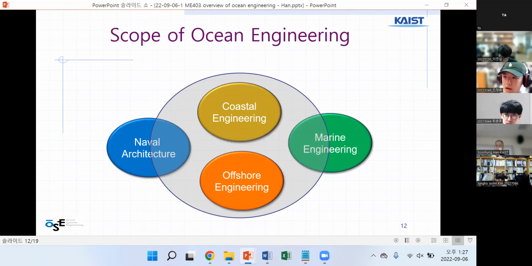So the scope of ocean engineering, once again: naval architecture and marine engineering are half covered. The main part should be coastal engineering and offshore engineering. If you have any question, just raise it during my talk, anytime. Or use chatting. You don't have any chatting. Okay.